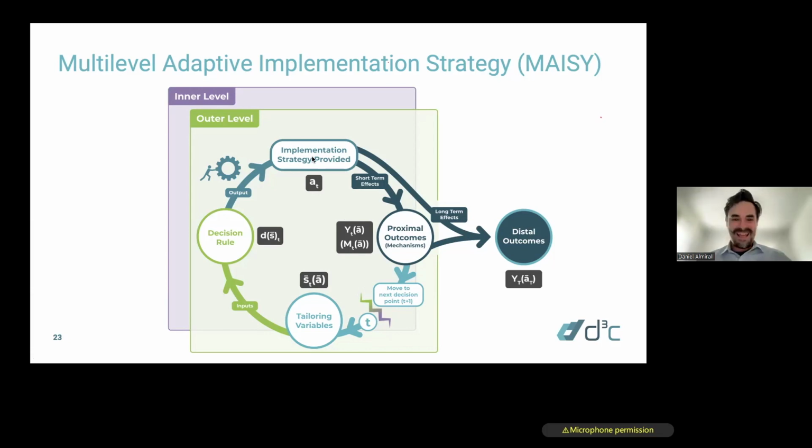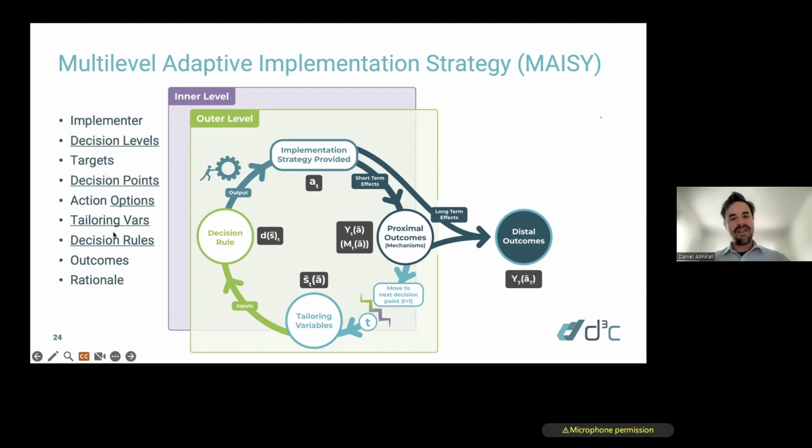Who knows, right? That's the M. It's adaptive because the circle keeps going round and round, and every time I intervene and every time I act, I learn something, and then I adapt the thing I do later based on what I learned. That's why it's multi-level adaptive. And then it's, of course, an implementation strategy.